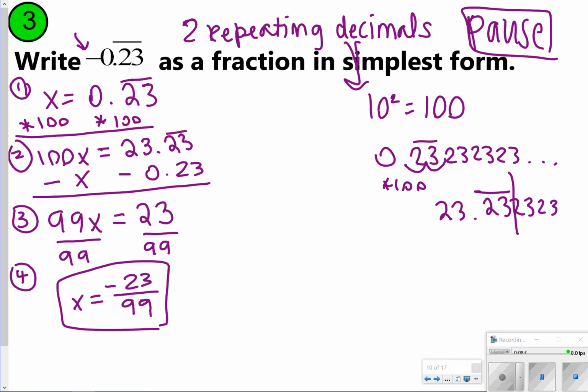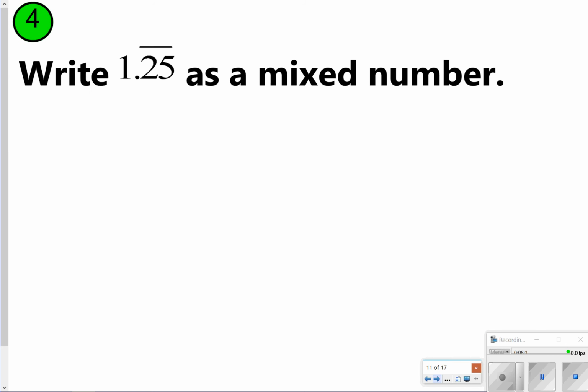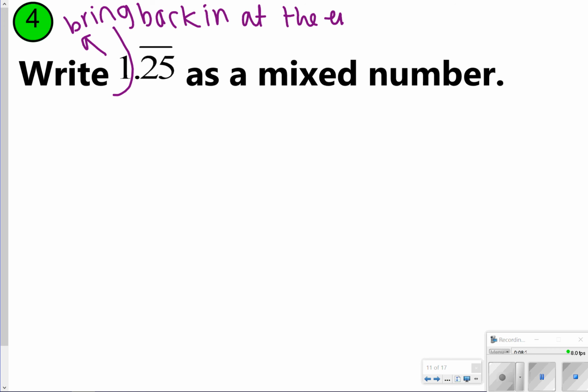There will be one thing that you need to simplify in these notes today, so let's go ahead and keep checking these. Here is number 4. Number 4 can be done the same way you did number 3, except maybe just ignore the whole number at first, and then bring it back in. So maybe just think of 0.25 repeating, and then bring it back in once you're done. Okay, so let's go ahead and pause here. Try this one on your own, 1.25 repeating, and then click play when you're ready to check.